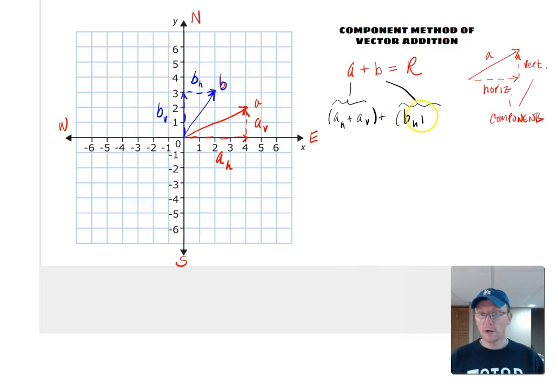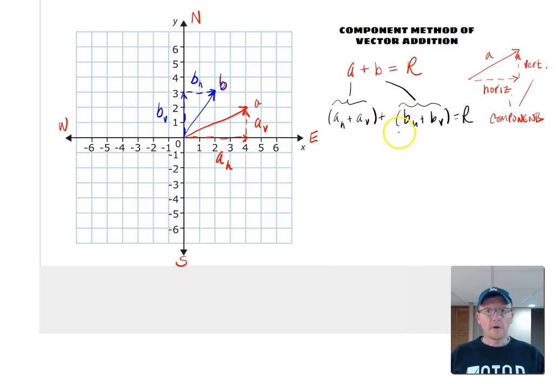So b sub h plus b sub v. And together they're going to give me the result. Again, these are vectors, so you want to make sure I'm not just adding them together. I can't just add them, right? Because these are different kinds of vectors here.